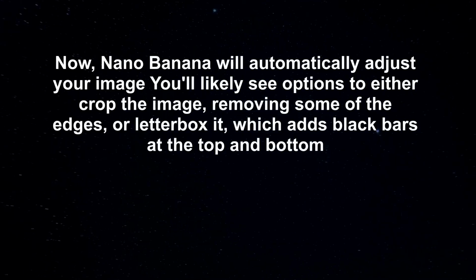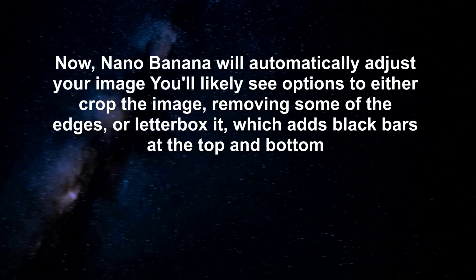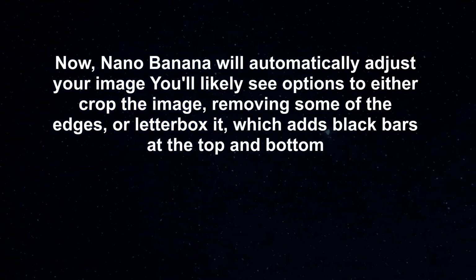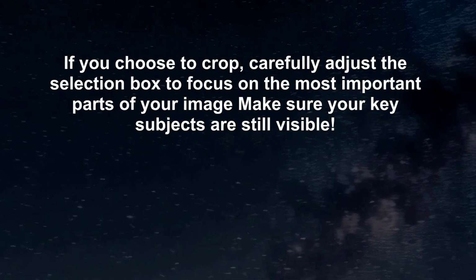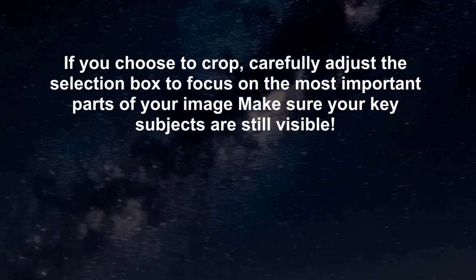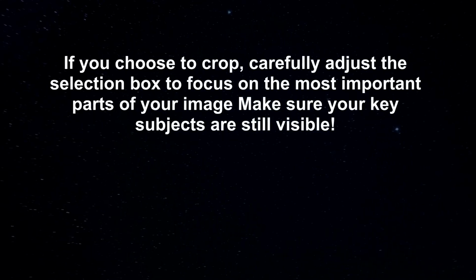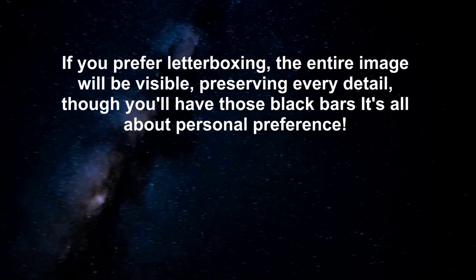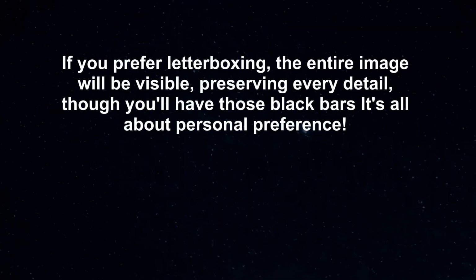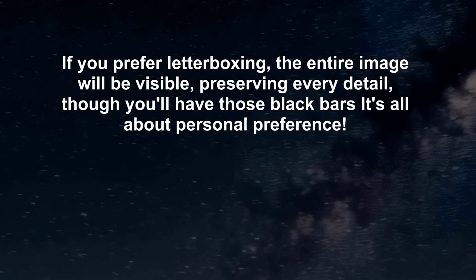You'll likely see options to either crop the image, removing some of the edges, or letterbox it, which adds black bars at the top and bottom. If you choose to crop, carefully adjust the selection box to focus on the most important parts of your image. Make sure your key subjects are still visible. If you prefer letterboxing, the entire image will be visible, preserving every detail. Though you'll have those black bars, it's all about personal preference.